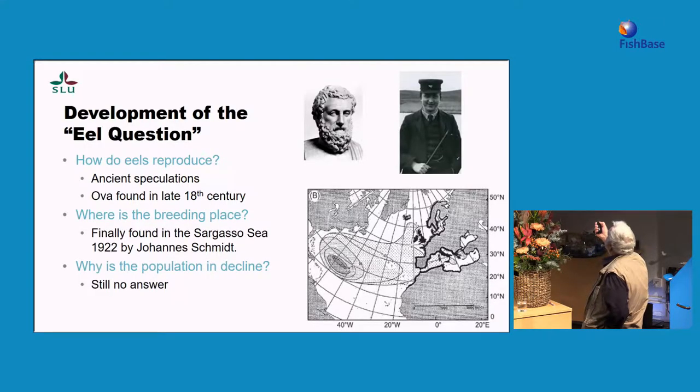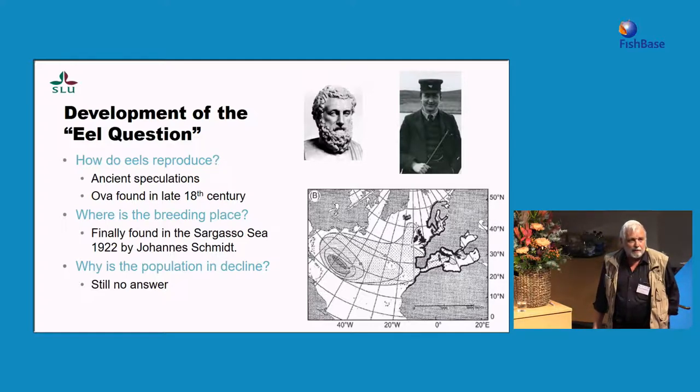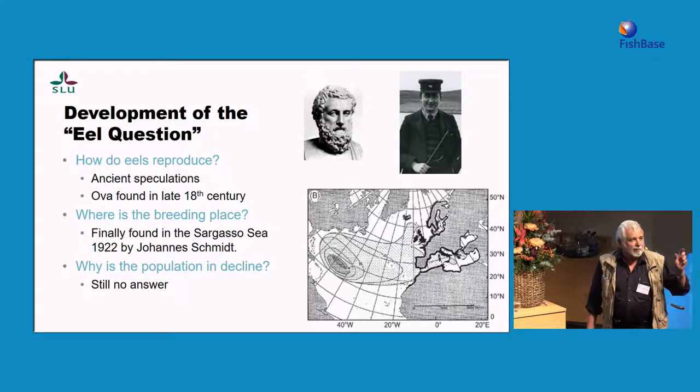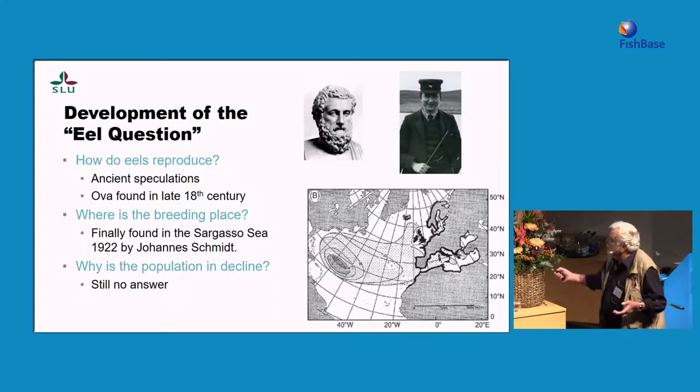This is a picture of Johannes Schmidt, the Danish fishery biologist. It was taken in 1906 outside the Faroe Islands when he had just found the first leptocephalus larvae out in the Atlantic. And that started him off on a hunt for smaller and smaller larvae all over the North Atlantic. And in 1922, he was certain that the smallest were found here in the Sargasso Sea.